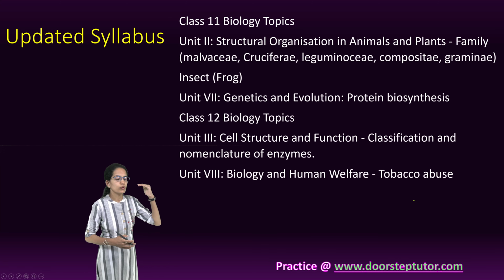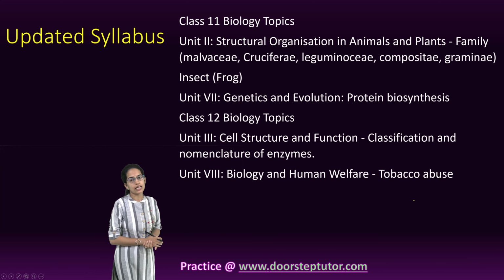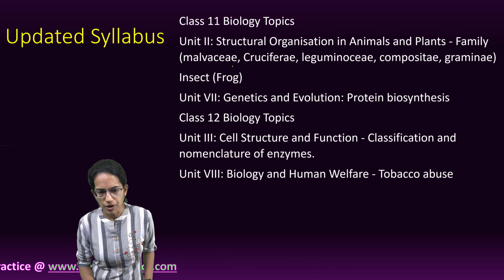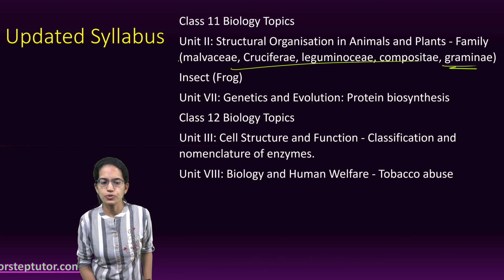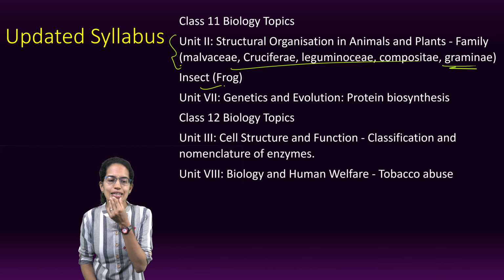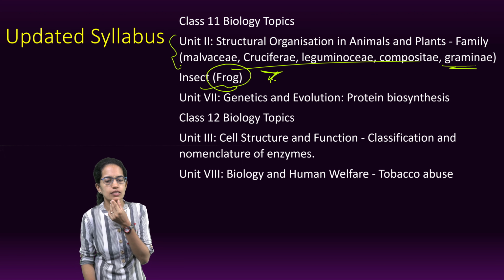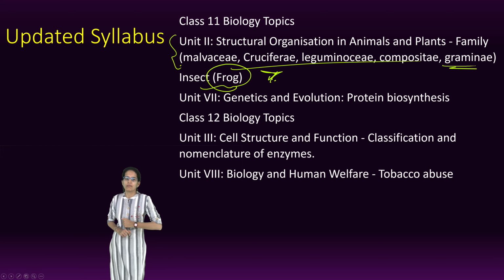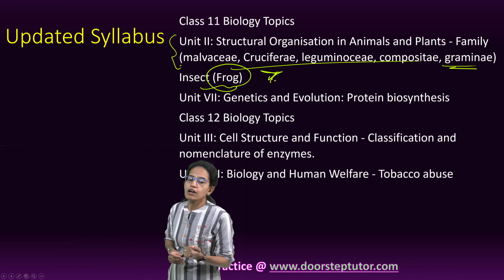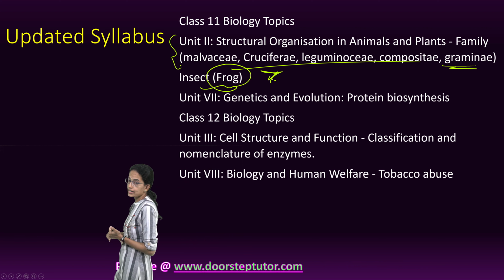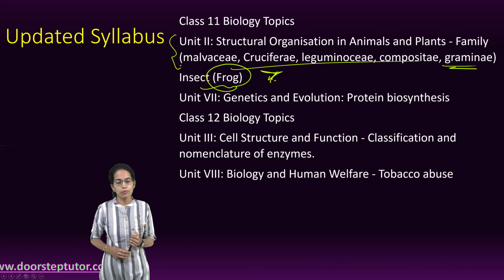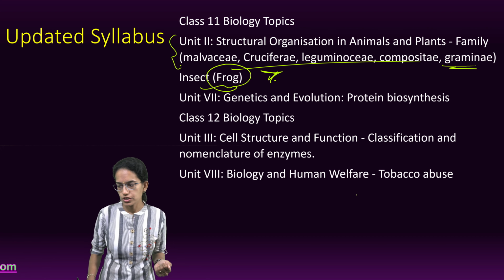Now, what is really important is what are the topics that have been given a more positive focus, right? The new topics which are added, we can say, is the structural organization in the various families. Five families have been named, and the structural organization for those five families. In the insect, frog is the key animal that would be discussed. In the topic of genetics, protein biosynthesis is a really important topic. For class 12, new topics which are added are related to enzymes, the classification and nomenclature, and tobacco abuse is one of the important topics from biology and human welfare.